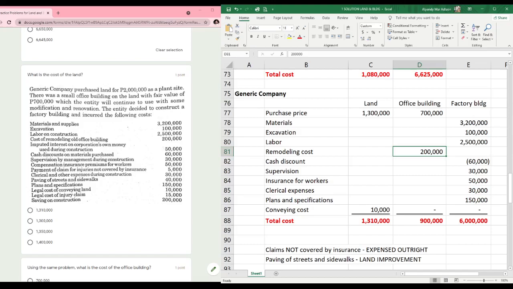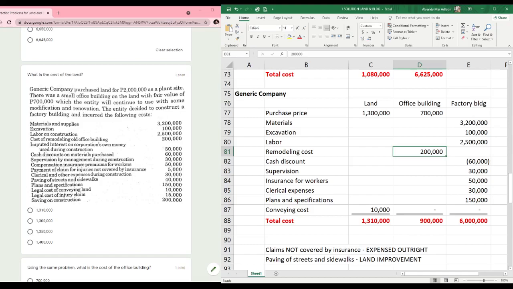So class, take note that imputed interest are not actual interest, no? These are just implied interest that is only for decision-making purposes. So it is just like they have computed or estimated the interest, assuming that the money was loaned instead of using your own money. So assuming that they loaned the money, then they will incur the 50,000. But this interest was not actually incurred. It is just imputed or implied.